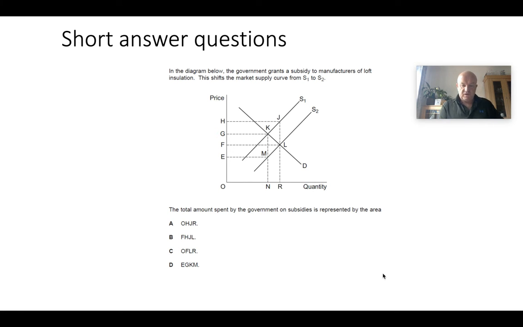There are a couple of short questions that I'd like you to have a go at as well. They're in your booklets on page 56. In this instance, we've got a diagram showing government grants and subsidies to manufacturers of loft insulation. The shifts in the market supply curve are shown, and then the total amount spent by the government on subsidies is going to be represented by one of those areas, A, B, C, or D. So have a go at that, see which one you think it is, and then pop that in your booklet.